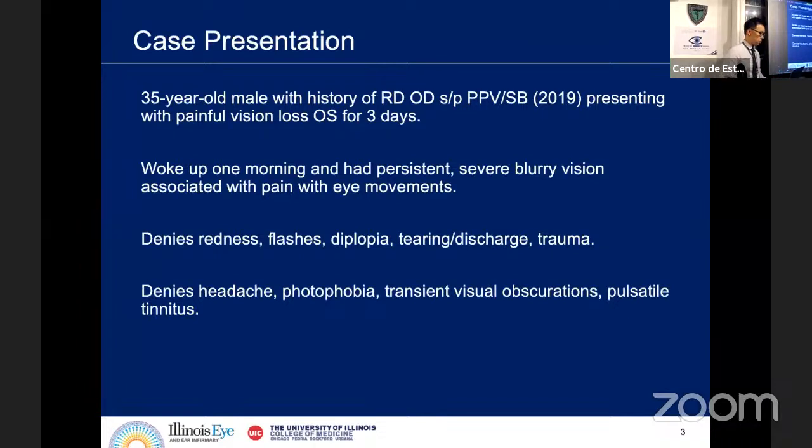So the story that he gave us was that he woke up one morning and had persistent severe blurry vision, and there was pain with eye movements. On ophthalmic review of systems, he denied any other symptoms like redness, flashes, diplopia, and he didn't have any prior trauma to this onset. And then on review of neurologic symptoms, he denied any headache, photophobia, transient visual obscurations, pulsatile tinnitus.